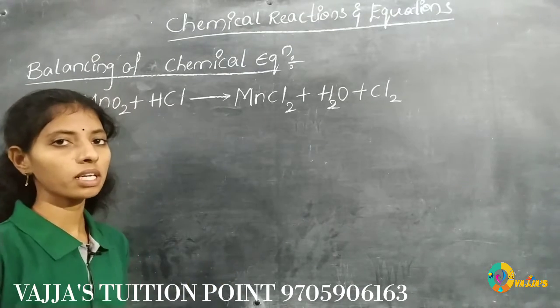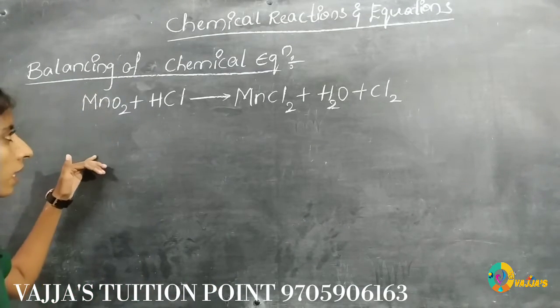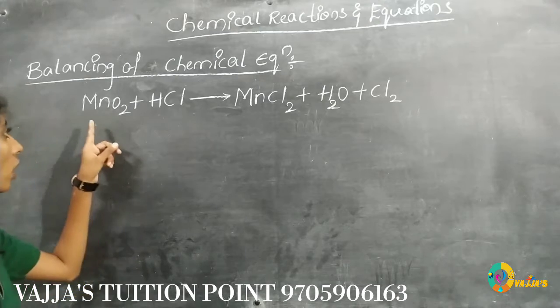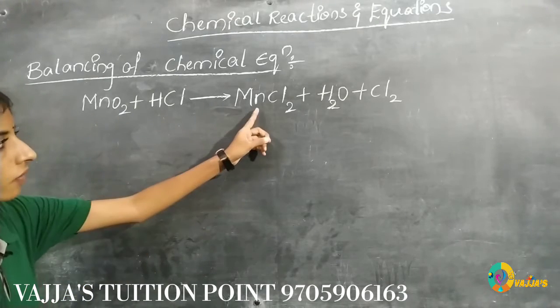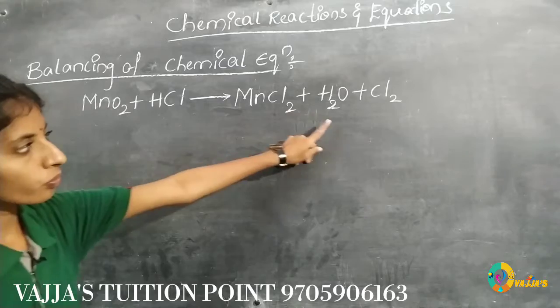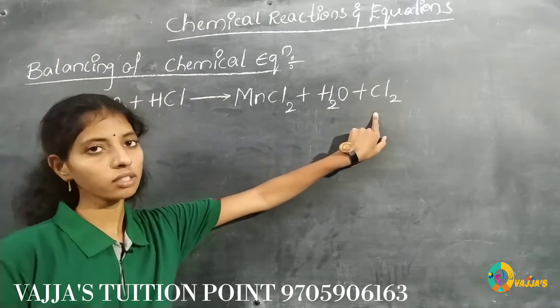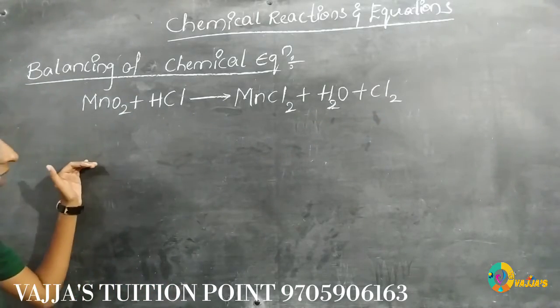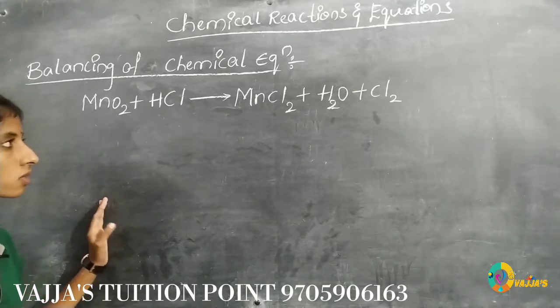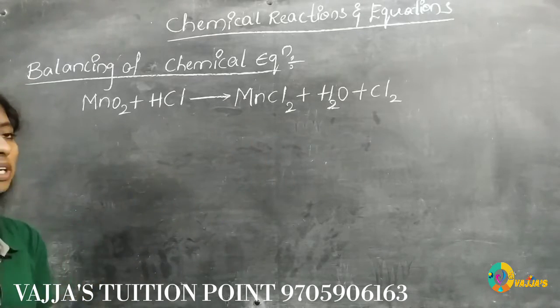Now see one more chemical equation. In this chemical equation, on the reactant side we have MnO2 and it is combining with HCl. Here we have products MnCl2, H2O and Cl2. So here first we have to calculate the number of atoms on the reactant side and product side.